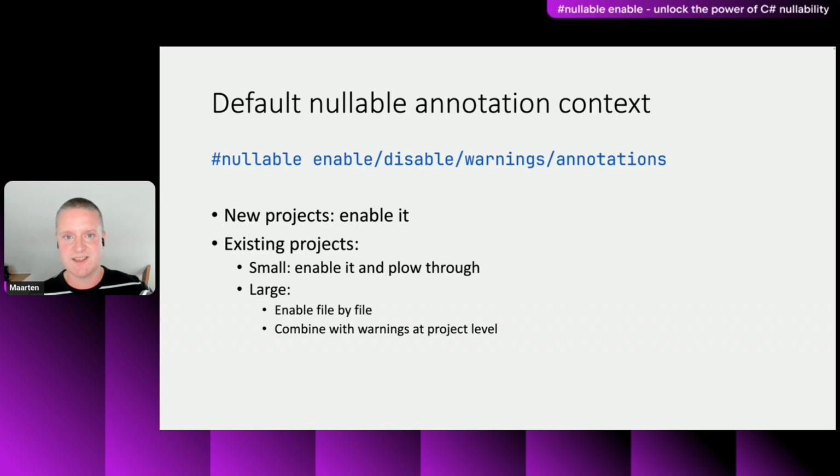For larger projects, following the Boy Scout rule, as it is called, is probably a good idea, where you keep it disabled at the project level, and whenever you touch a piece of code, you enable it file by file and just work your way through until the entire project is converted. You might want to add warnings at the project level if you want to do this in a CI scenario, for example, just to get an idea of where you are in the migration. But generally, if the project is sufficiently large, I would say do it file by file. And in the end, you will be in a place where you get good information about nullability.